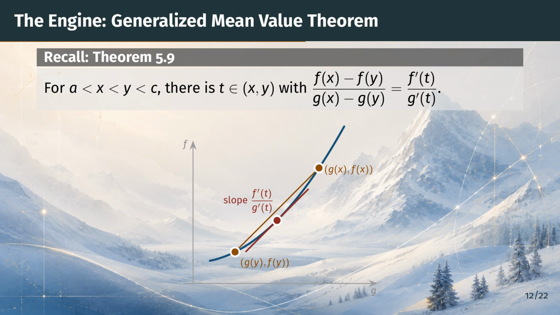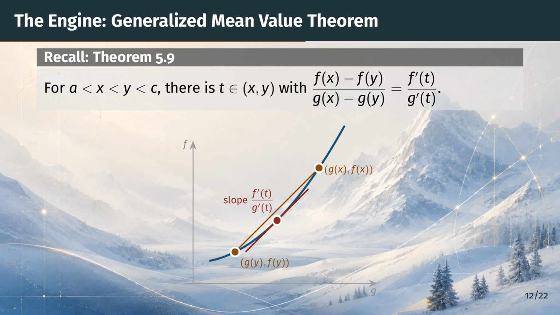The engine of the proof is theorem 5.9, the generalized mean value theorem. It says that for 2 points x and y, there is some intermediate point t where the ratio of the differences, f of x minus f of y over g of x minus g of y, equals the ratio of the derivatives at t. The picture makes this geometric.